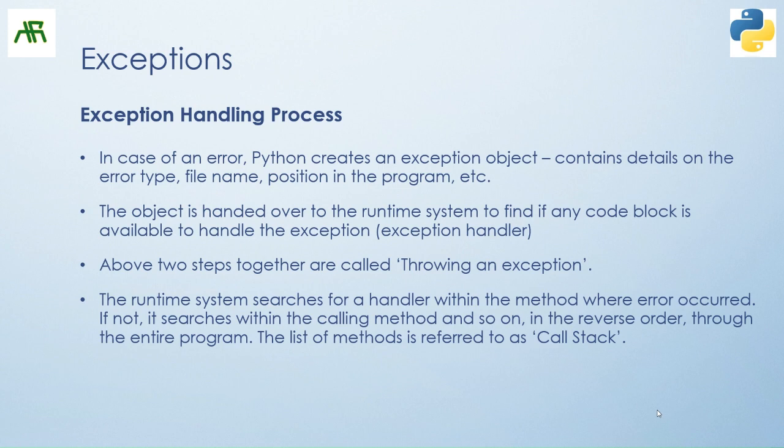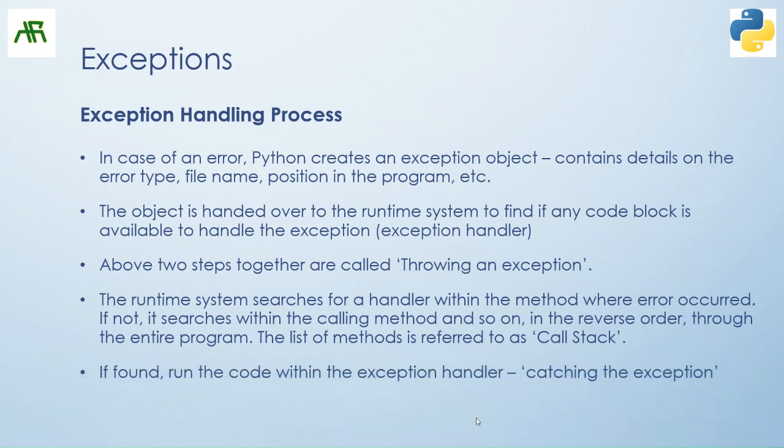If it is not able to find the handler within, it is going to search the entire program sequence in the reverse order. The list of methods is referred to as a call stack. When there is a method encountering an error, if there is a method calling that method, it's going to search for a handler in the calling method, and so on in the reverse order.